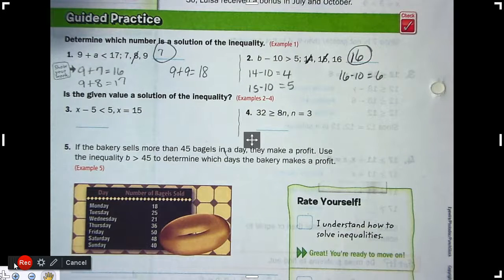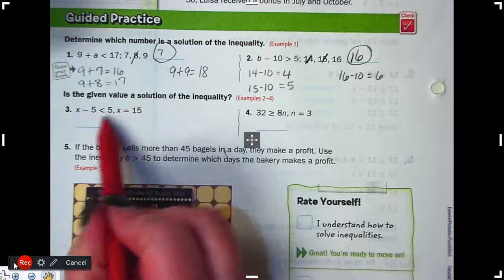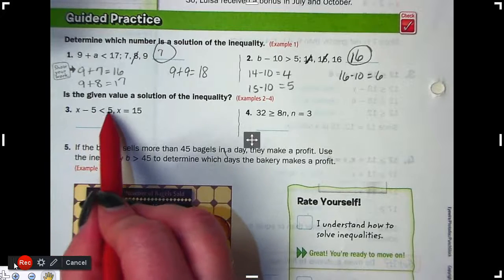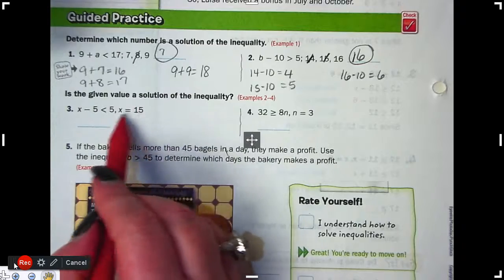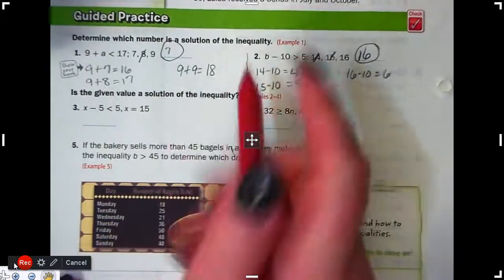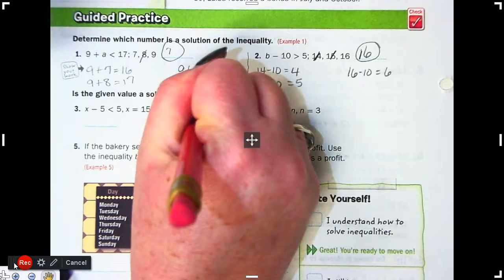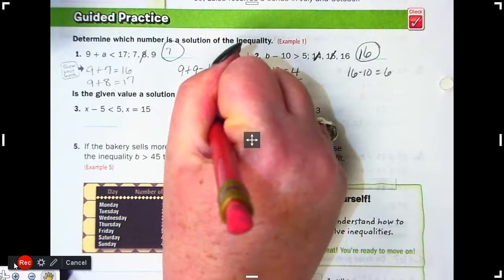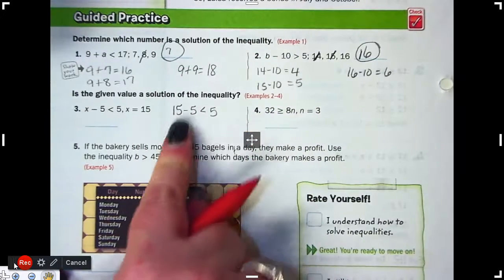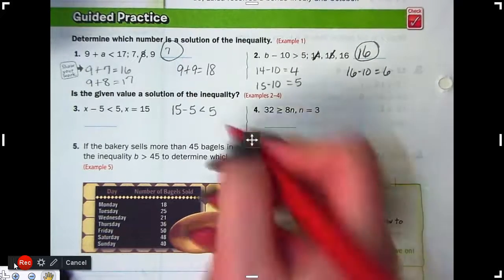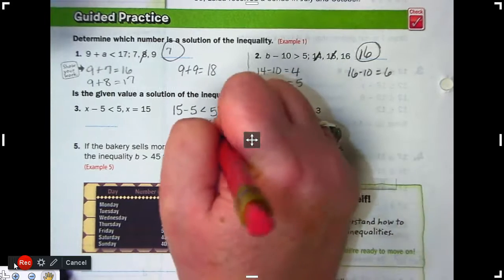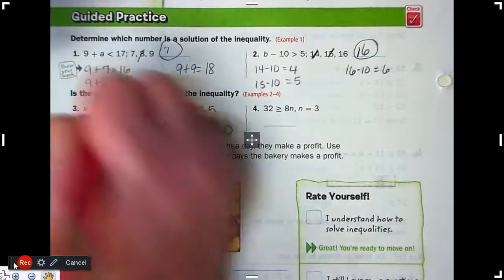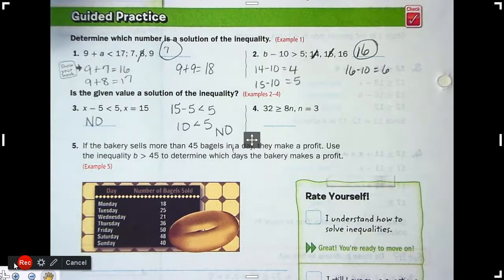All right. Is the given value a solution of the inequality? So they're saying x minus 5 is less than 5. And they want to know if x could be 15. Could x be 15? So rewrite it using substitution. 15 minus 5 is less than 5. What is 15 minus 5? 10. Is 10 less than 5? No. So your answer is no. 10 is not less than 5.